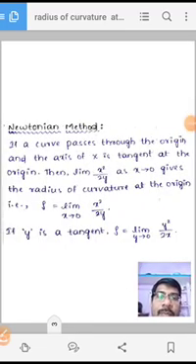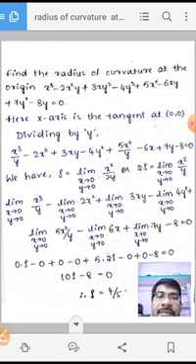If a curve passes through the origin and the x-axis is the tangent at the origin, then the limit as x tends to 0 of x²/2y gives the radius of curvature at the origin. ρ is equal to the limit as x tends to 0 of x²/2y. If the y-axis is the tangent, the radius of curvature at the origin is ρ equal to the limit as y tends to 0 of y²/2x.